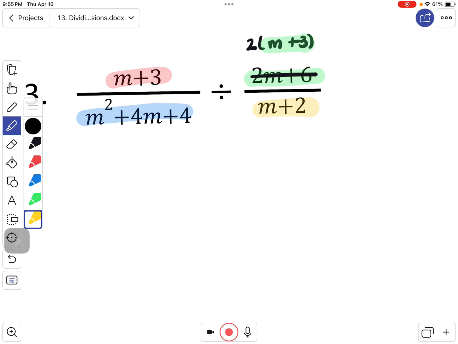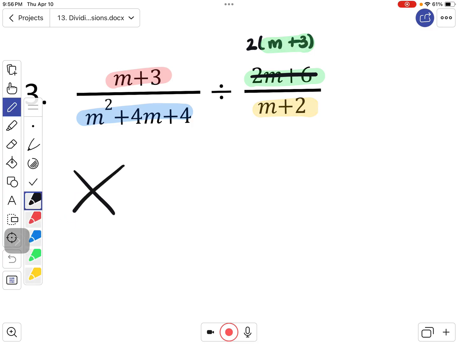So let's go ahead. In the blue one, we are going to factor the blue one, the one that has the m squared. So I have a 4 and I have a 4. They're both positive. I'm going to go a 2 and a 2. 2 times 2 multiplies to 4, and 2 plus 2 adds to 4. So now let's go ahead and rewrite these.